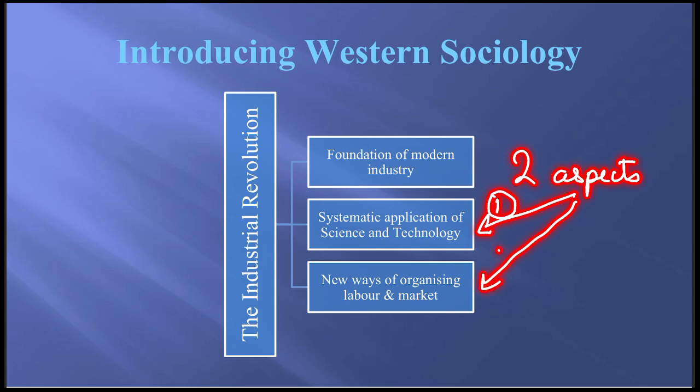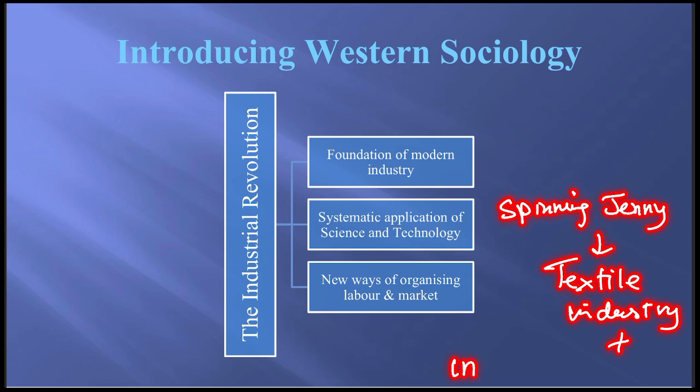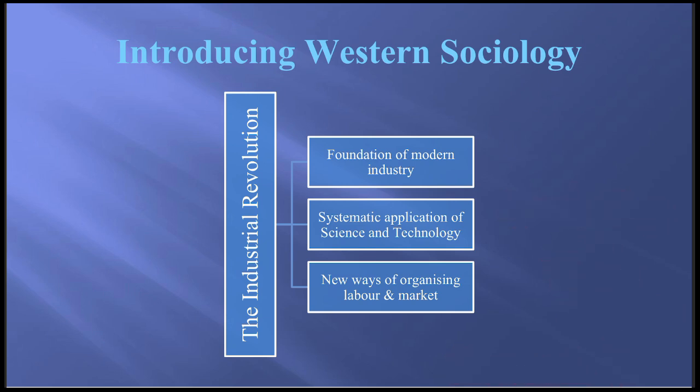This was brought about with the invention of new machines like the spinning jenny in the textile industry, which sped up the pace of work, along with harnessing of new sources of power, that is, from animate power, that is animal and human energy, to inanimate power like steam. And the second aspect is that the Industrial Revolution also evolved new ways of organizing labor and markets on a scale larger than anything in the past.